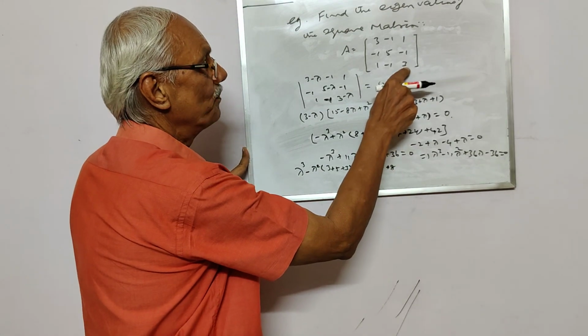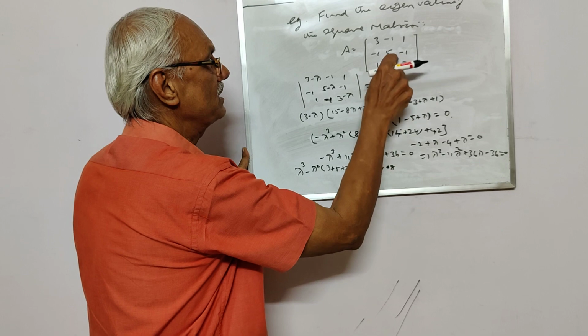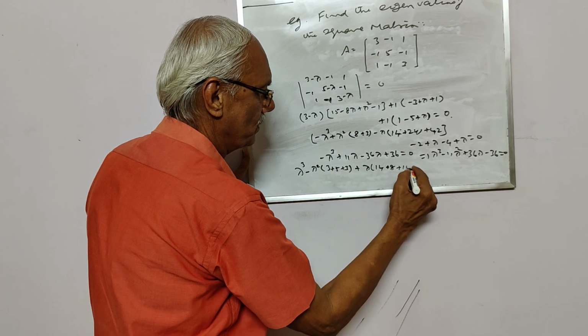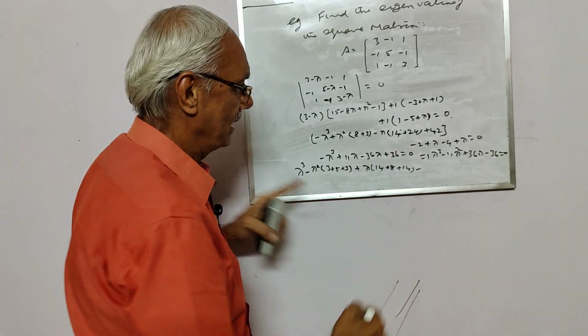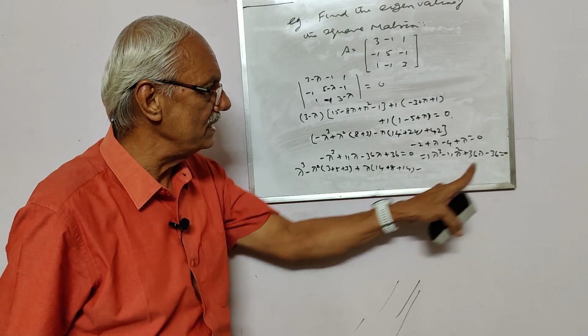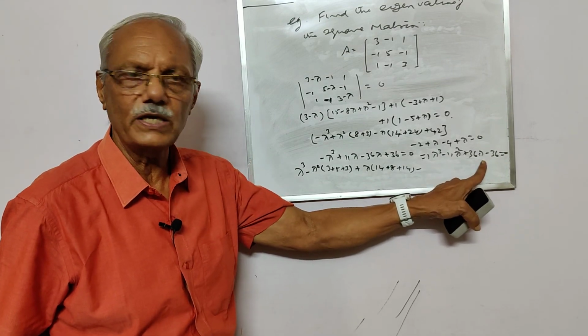Then come to this 3. Suppress this column, suppress this row. 5 into 3 is 15. 15 minus 1 is 14. So it is also plus 14. Now you add this. 14 plus 14 is 28. 28 plus 8 is 36. I am getting 36. Okay.